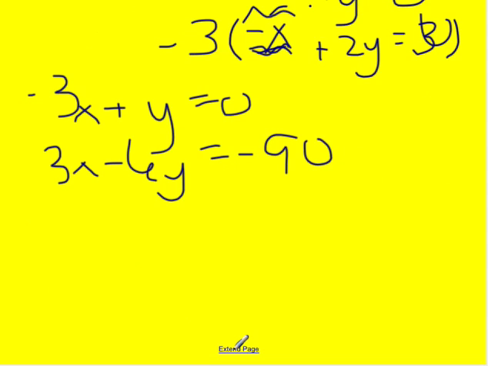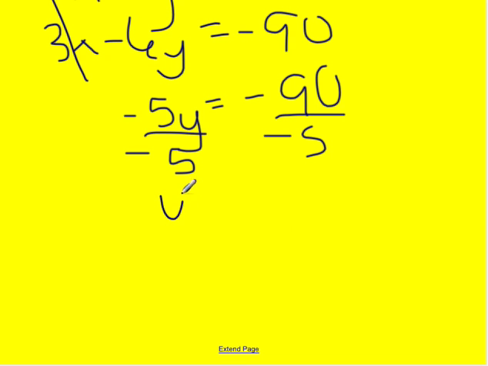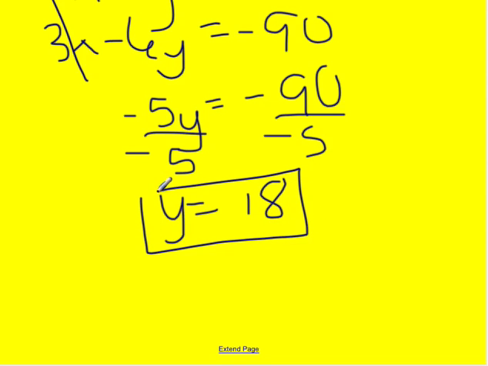So here, my x's are going to cancel out, and I'm going to end up getting a negative 5y is equal to a negative 90. So then I'm going to divide both sides by a negative 5, and I end up getting that y is equal to 18. So that's one of my numbers, is that y is equal to 18.